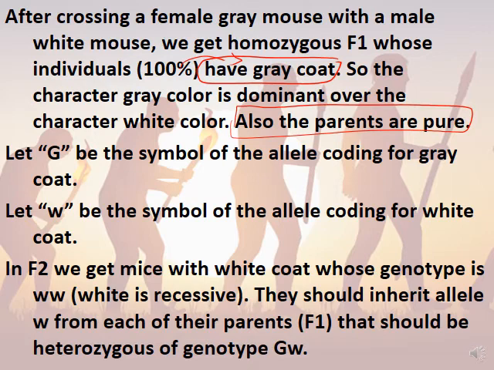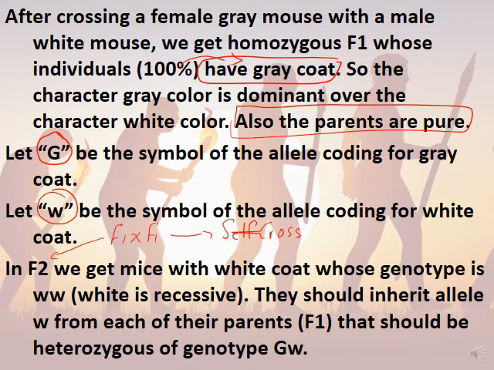So gray is dominant, so we have to give the symbol. Let G capital be the symbol of the allele coding for the gray coat. And let W small be the symbol of the allele coding for the white coat. Here W is small since it's recessive. In F2, what is F2? F2 is crossing F1 with F1. What do we call this? It's called self-cross.